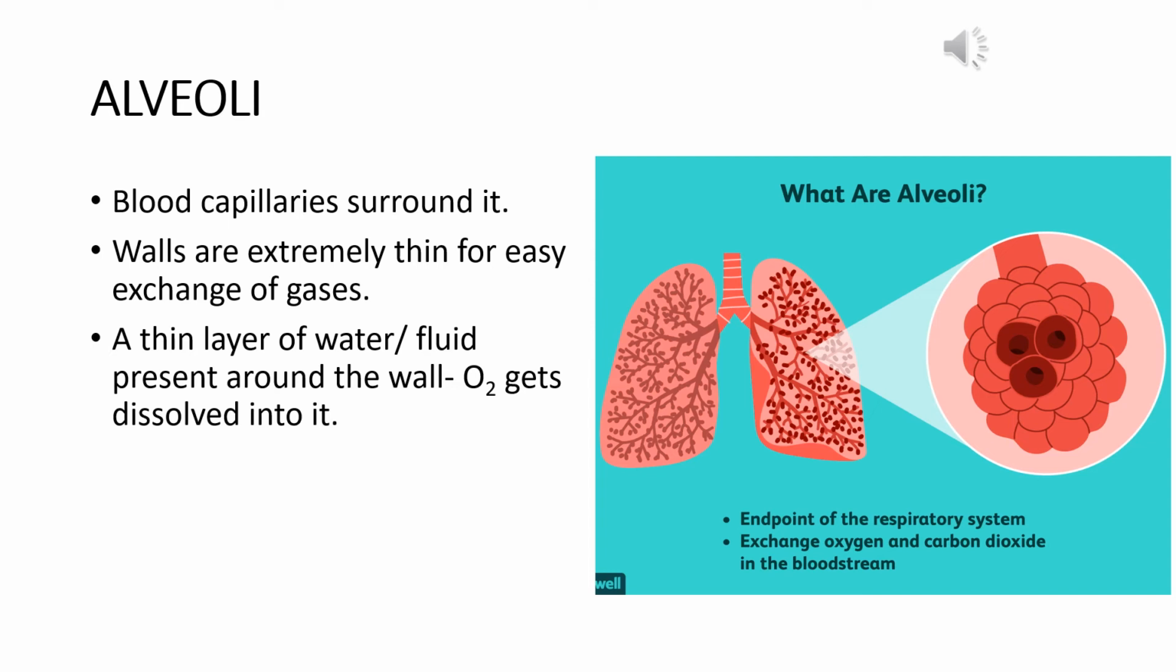There are blood capillaries surrounding the alveoli so that the oxygen present in the sac of the alveoli can enter into the blood capillary easily and go into the tissues. A thin layer of water or fluid is present around the wall of the alveoli, so the oxygen gets dissolved into the water first and then enters into the blood in the liquid form.